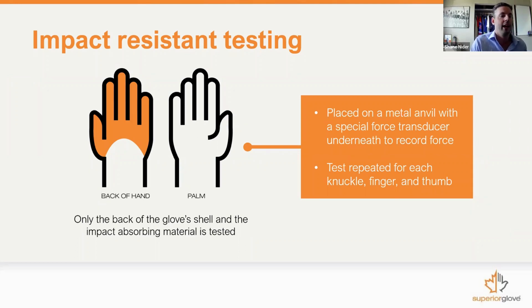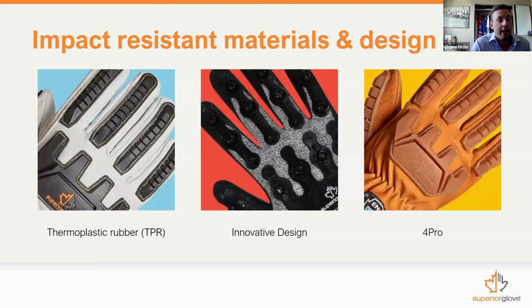And so again, not uncommon for manufacturers to go above and beyond the standard, but that's really what we're looking at here, is protecting the back of the hand from crushes, pinch points, and other severe impact. So again, there's lots of different impact resistant materials.